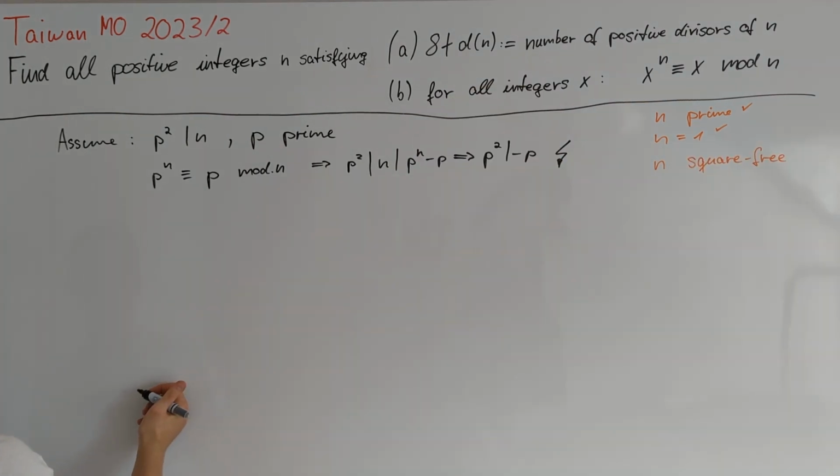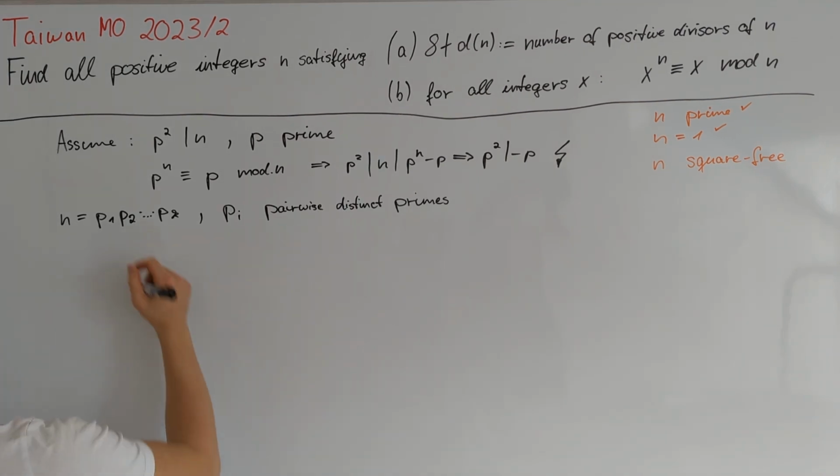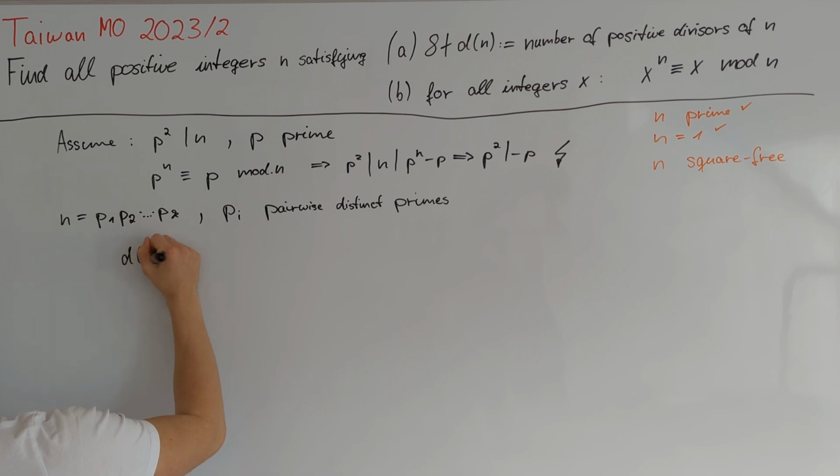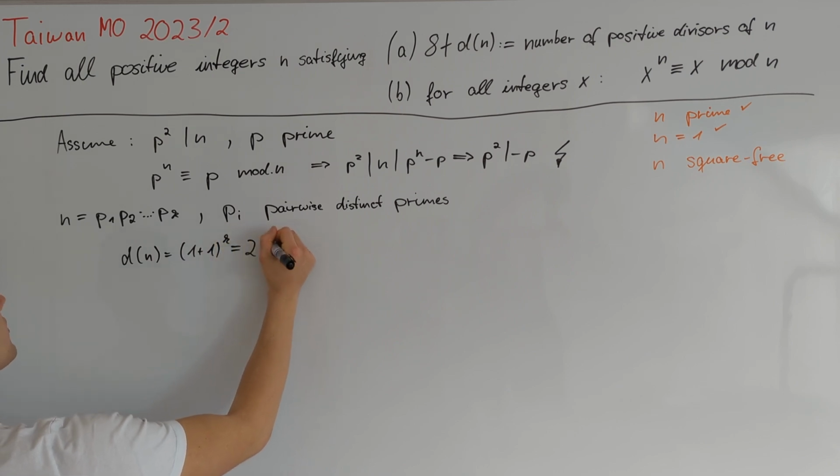So we can write n as the product of k distinct primes. Making use of the formula for the number of positive divisors of n, we get that d(n) equals (1 plus 1) to the power of k, or 2 to the power of k.